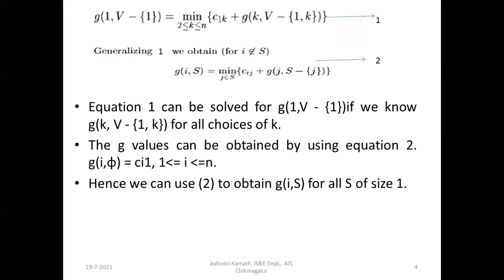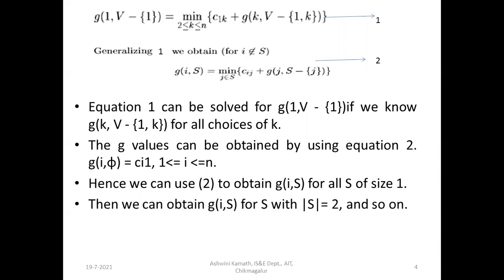Hence we can use equation 2 to obtain G of I comma S for all S of size 1. So this is the initial value. S of size 1 means in the set S we are going to use only one vertex. That is, first we use 2, then we use 3, then we use 4, only one vertex. Then we are going to use 2 vertices in the set, then 3 vertices in the set, then 4 vertices in the set, depending on the number of vertices present in the graph.